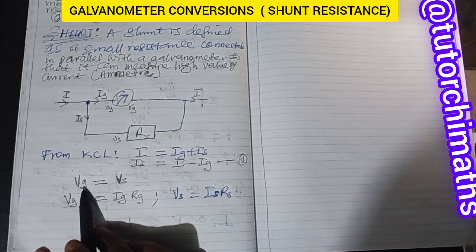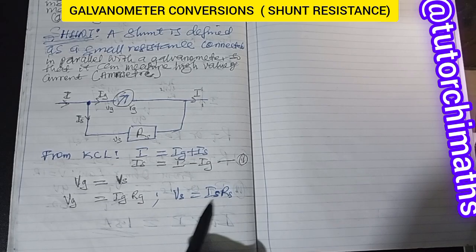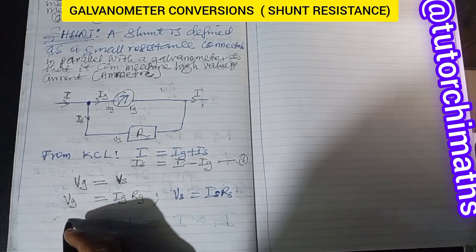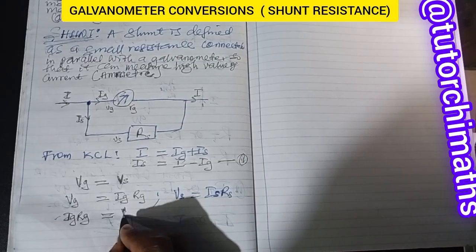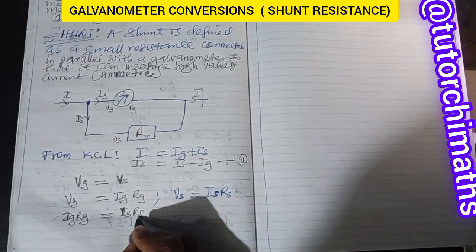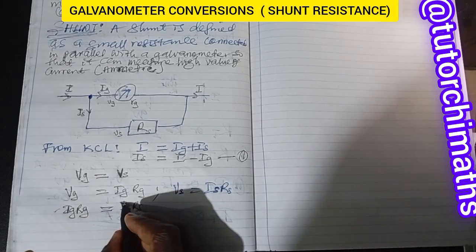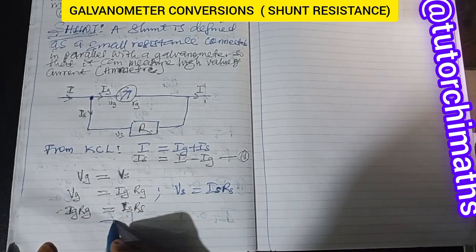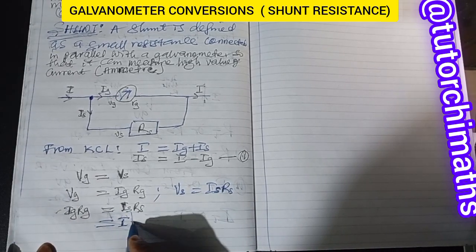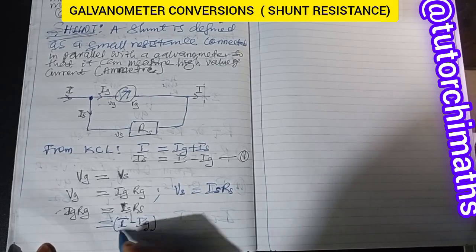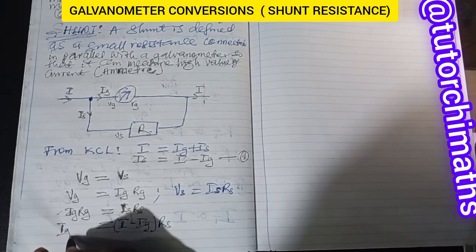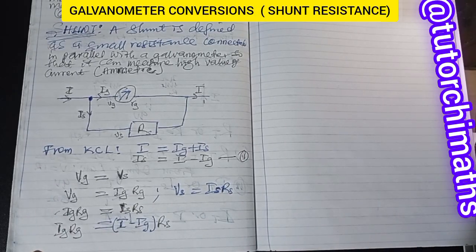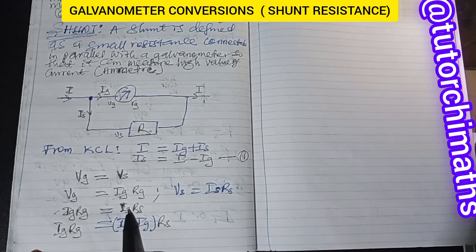Now let's equate VG and VS with respect to IG, ROG and IS, RS. So I can have here IG ROG is equal to IS RS. Good. So IS RS is equal to I minus IG multiplied by RS. This is still IG ROG. Good. So you can see, because I have substituted IS as I minus IG.